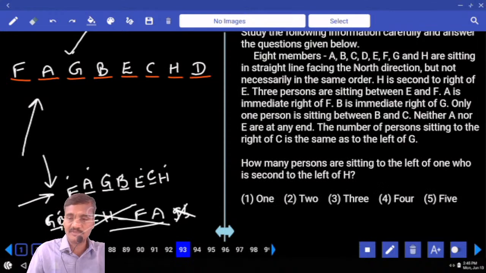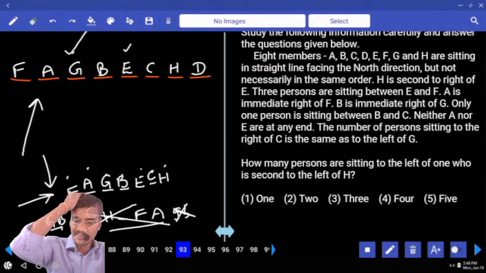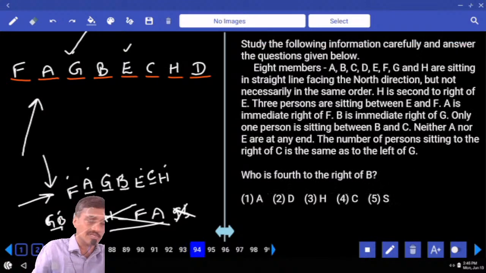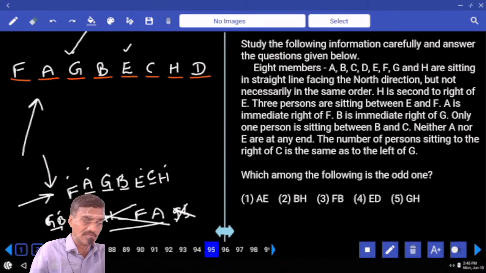And 93, how many persons are sitting to the left of the one who is second to the left of H? And second to the left of H ఎవరు? E. And E ki left hand side ఎంతమంది ఉన్నారు చెప్పండి? 4. There are 4 persons to the left hand side, that is choice 4, 93. And in this 94, who is fourth to the right of B? Fourth to the right of B, 1, 2, 3, 4, D. And D is your answer, choice 2, 94.